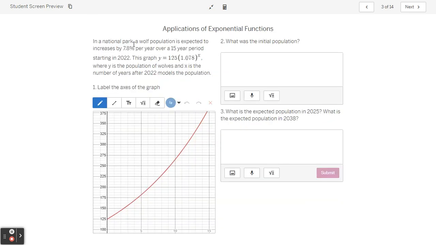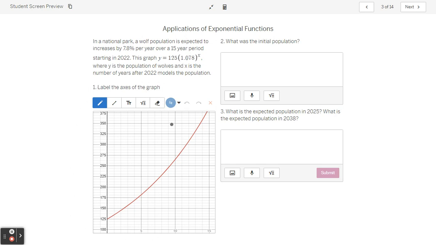In a national park, a wolf population is expected to increase by 7.8% per year over a 15-year period, starting in 2022. This graph is represented by y is equal to 125 bracket 1.08 to the power x, where y is the population of the wolves and x is the number of years after 2022.